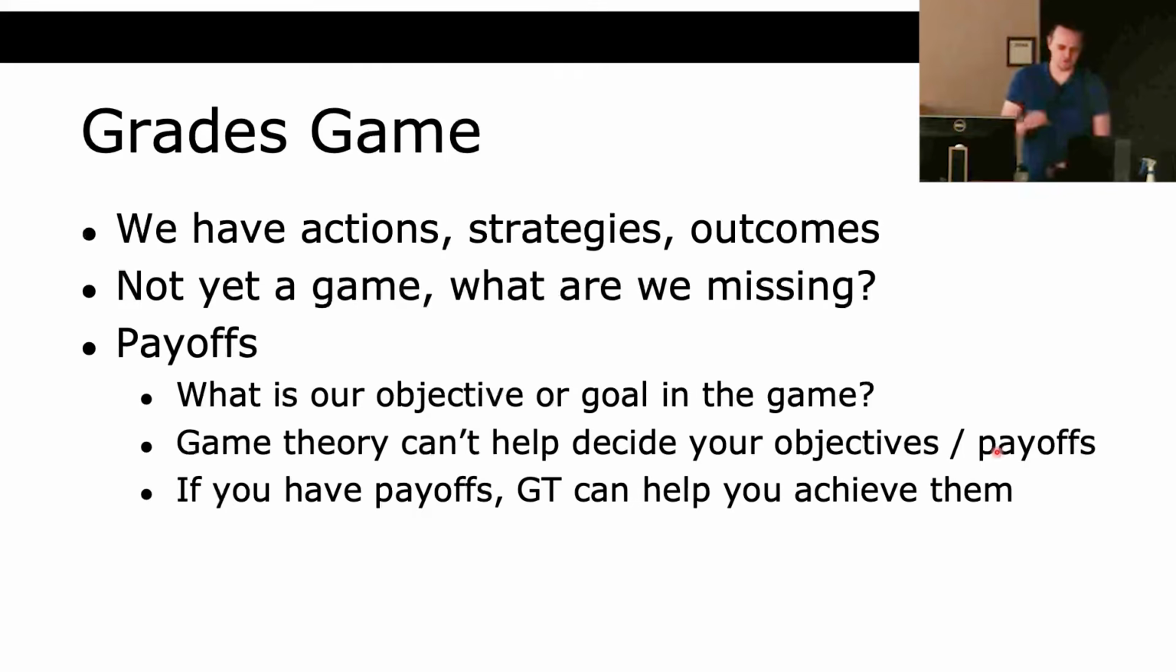So the thing that we're missing here is called a payoff. What is our objective or our goal in the game? The interesting thing is that game theory can't help you decide the relationship between outcomes and payoffs. You have to decide that. But if you do have payoffs, game theory can decide how you want to maximize those payoffs.